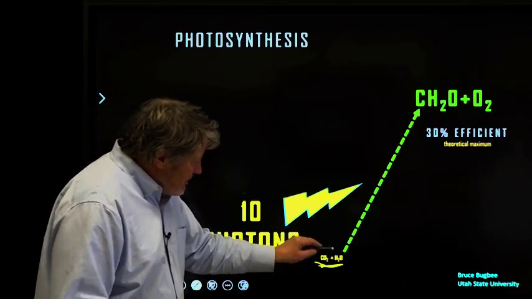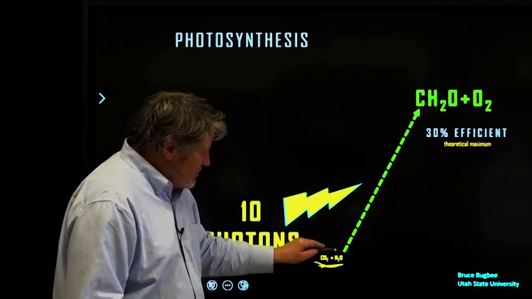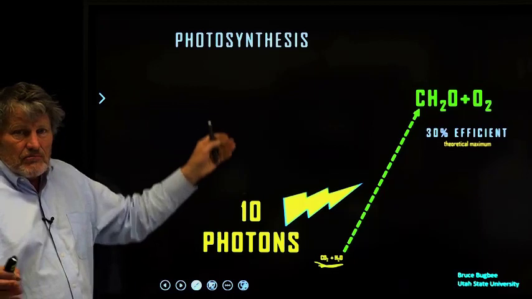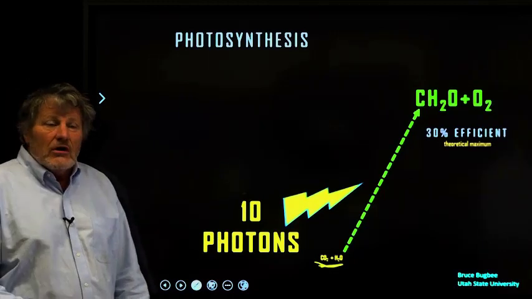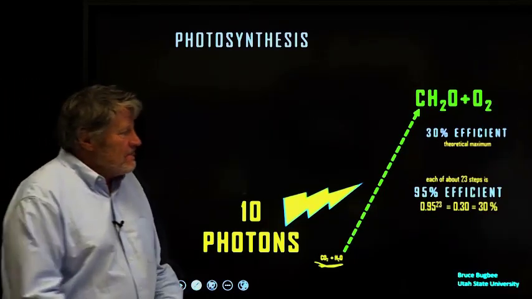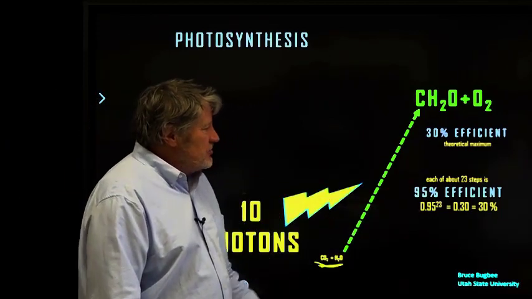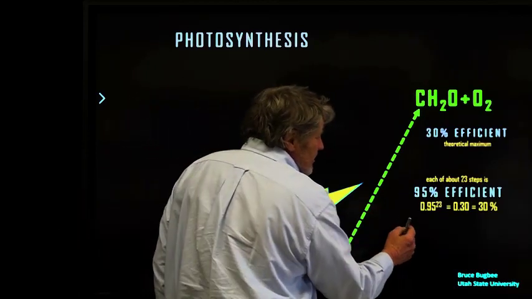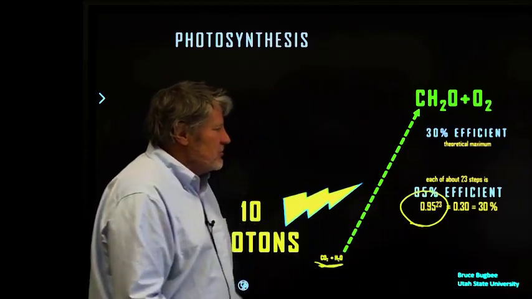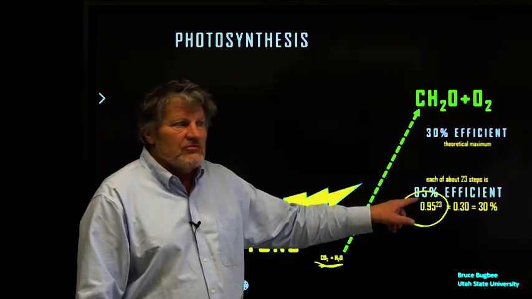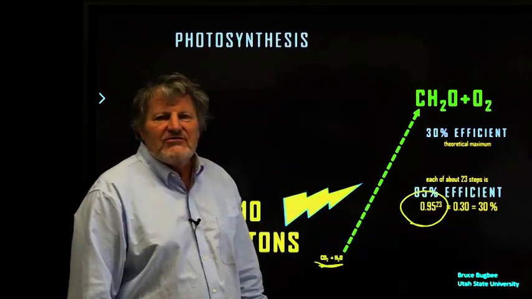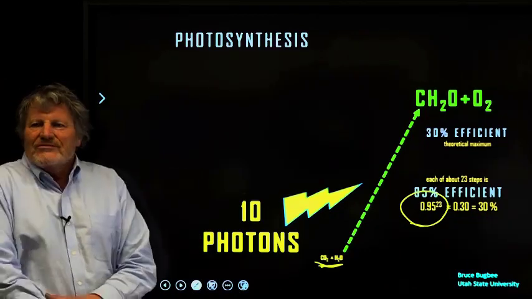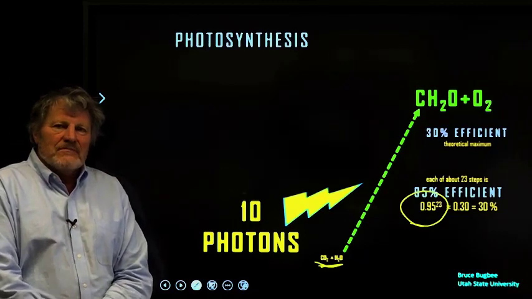And that's why I show it as a dashed line. There's a lot of biochemistry in here. Step 1, step 2. The light reactions, the dark reactions, we're skipping a lot of things. So now when I talk about this, I say, this is 23 steps, and each one is 95% efficient, so this whole thing is 0.95 to the 23rd power for 23 steps, and that's 30% efficient. So now I don't feel so bad about photosynthesis for being 30% efficient.